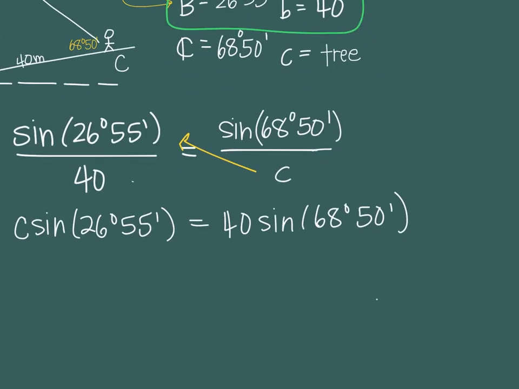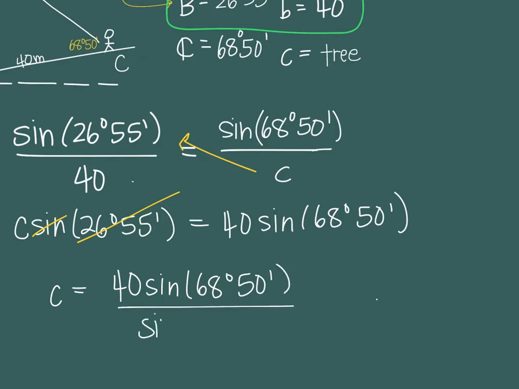And then we'll use one big division problem to get rid of the sine and the 26:55. So I'll have 40 sine 68:50 over sine 26:55. And just a reminder, the word sine doesn't cancel each other out.